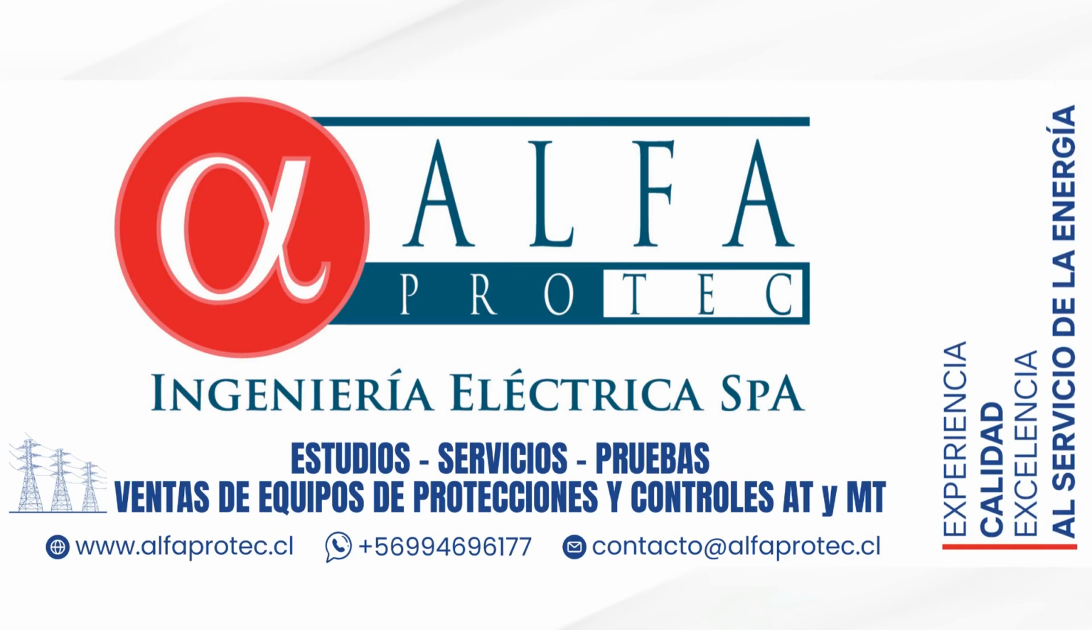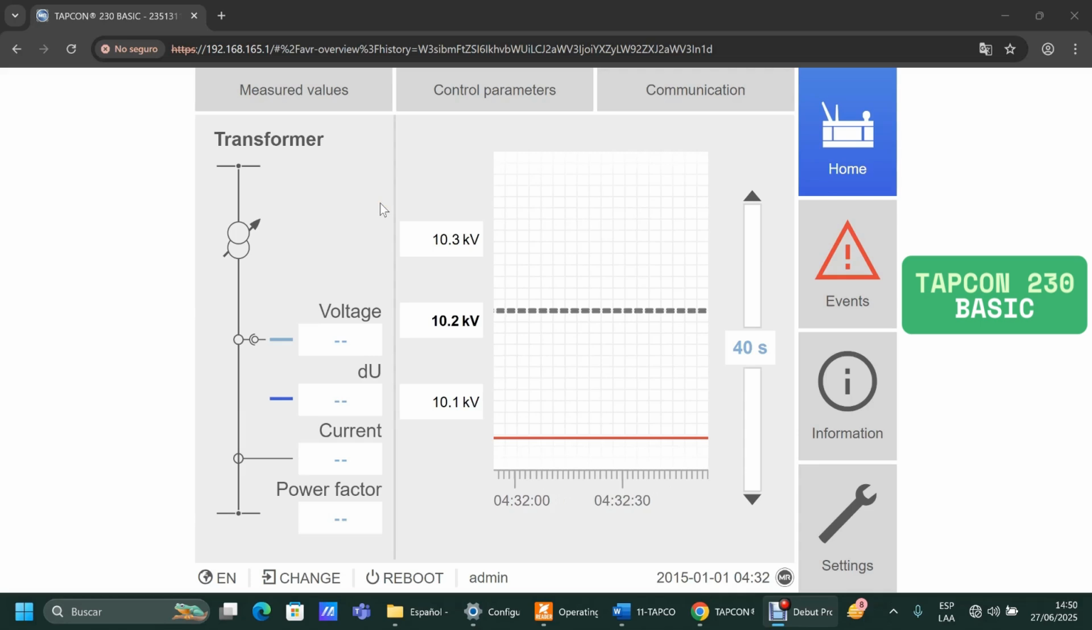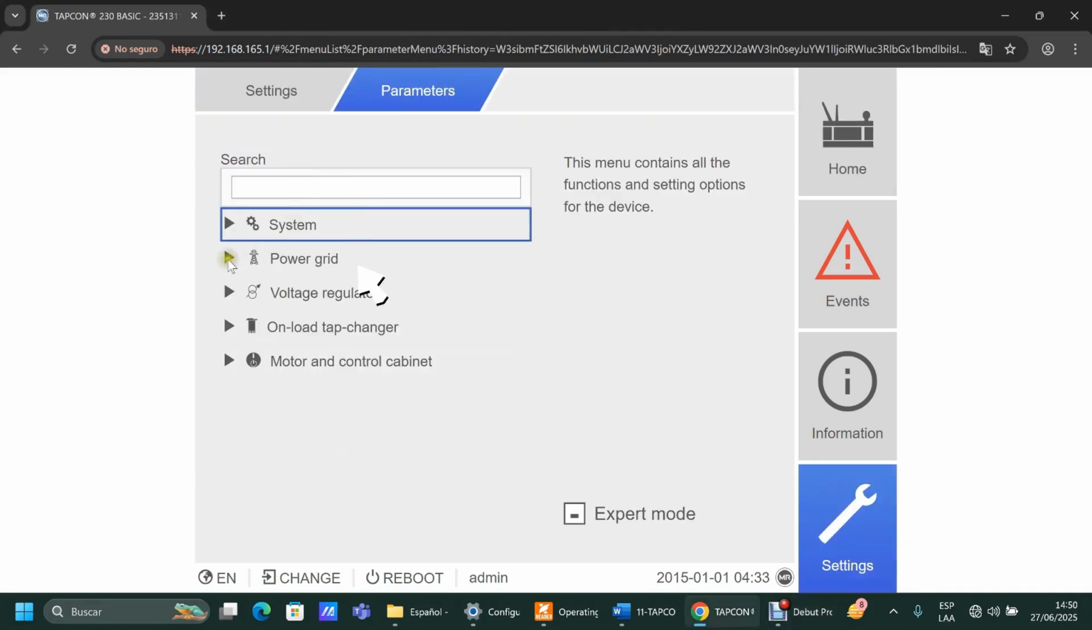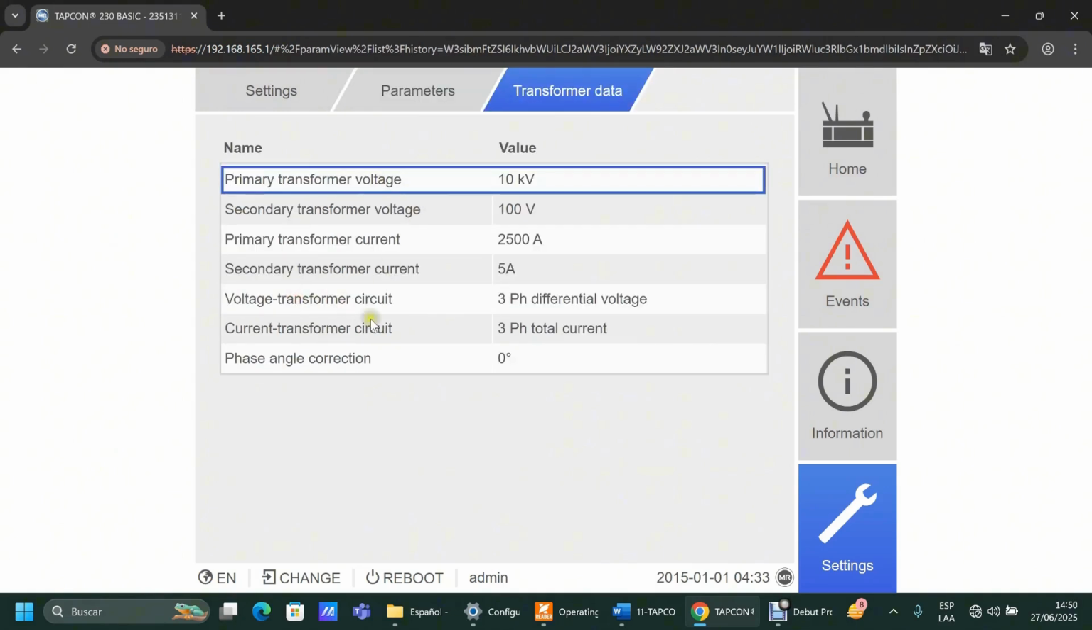In this video, we're going to take a detailed look at the parameters available in the Transformer Data section of the TAPCON 230 Basics Web HMI interface. To access this section, follow this path: Settings, then Parameters, then Power Grid, and finally, Transformer Data. The parameters found here allow the TAPCON to correctly interpret the voltage and current signals coming from measurement transformers and use them to calculate and display electrical values in primary magnitudes.